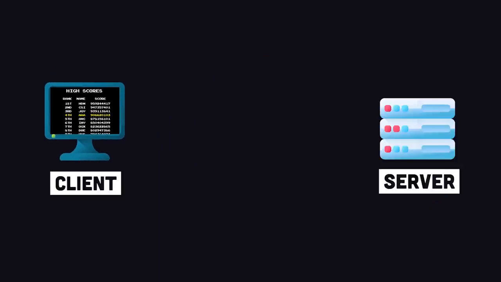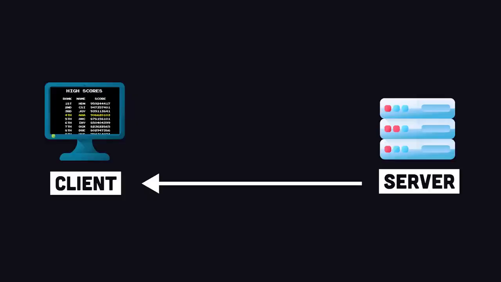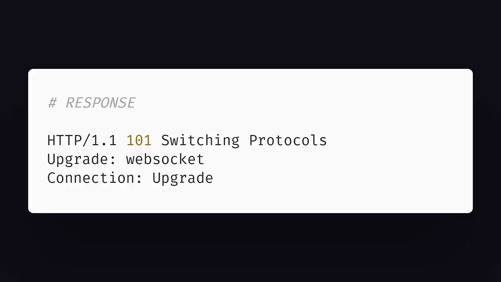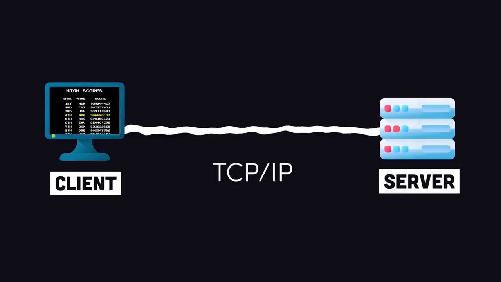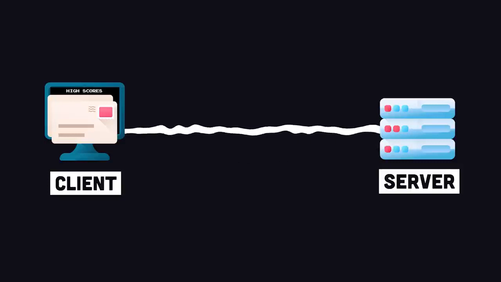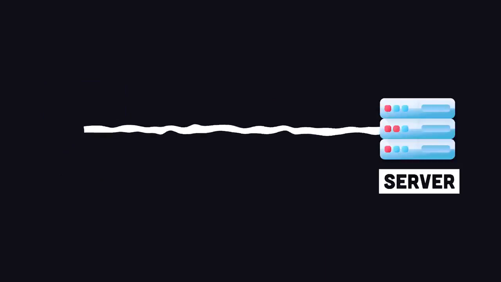The first step is for the client to send an HTTP request to the server asking to open a connection. If the server agrees, it will send a 101 switching protocols response, at which point the handshake is complete. The TCP/IP connection is left open, allowing bidirectional messages to pass between the two parties with very low latency. The connection will stay open until one of the parties drops off, then the TCP resources can be unallocated.